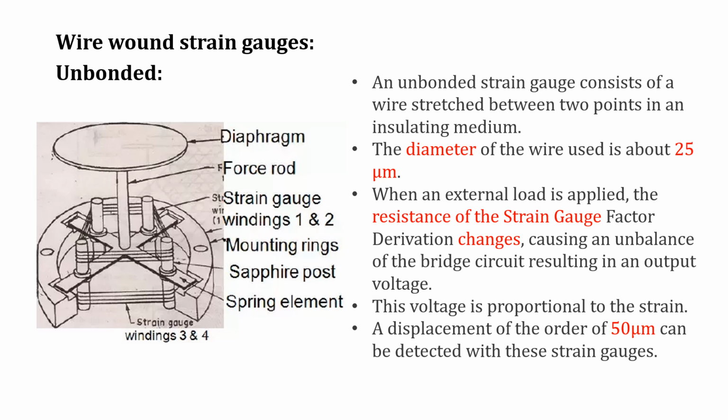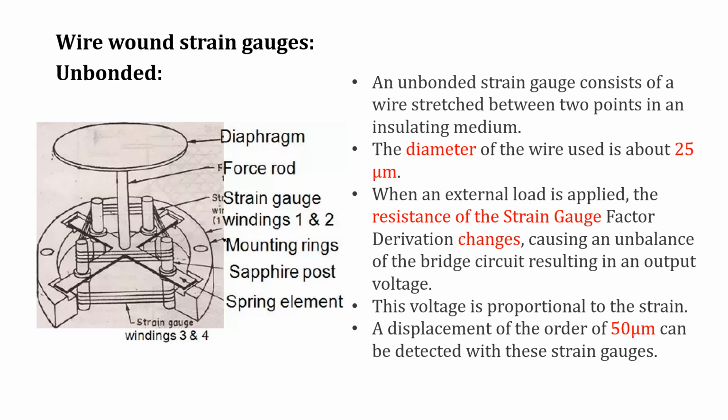Whenever an external force is applied on the diaphragm, changes occur in the wire winding of strain gauges 1 and 2, and we can measure the output voltage in terms of strain.